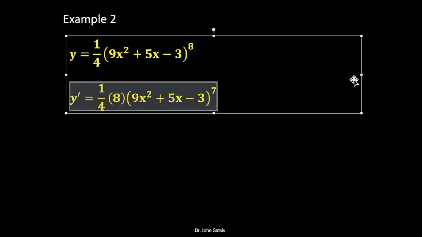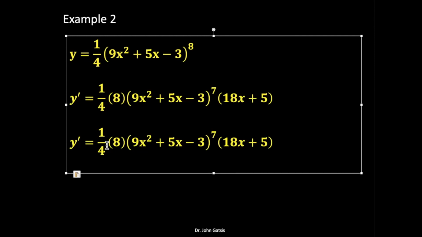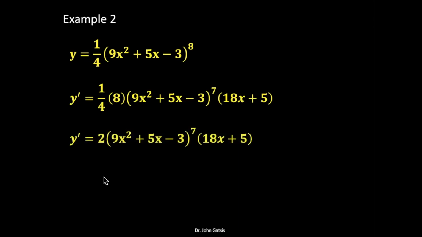And then we take the derivative of whatever is inside the brackets. In this case, we have 18x plus 5. We can simplify a little bit further by just multiplying the 1/4 and the 8 together, leaving us with a 2. That answer is more than sufficient and looks pretty good. Time to move on to the next one.